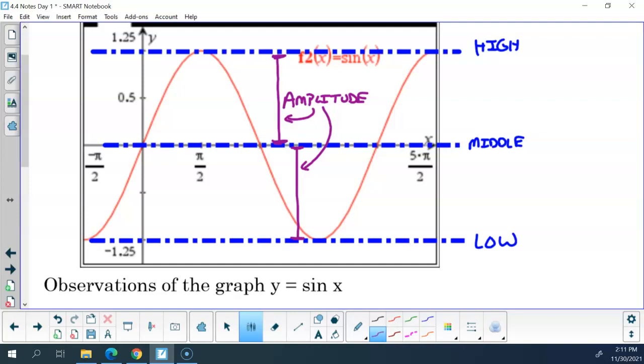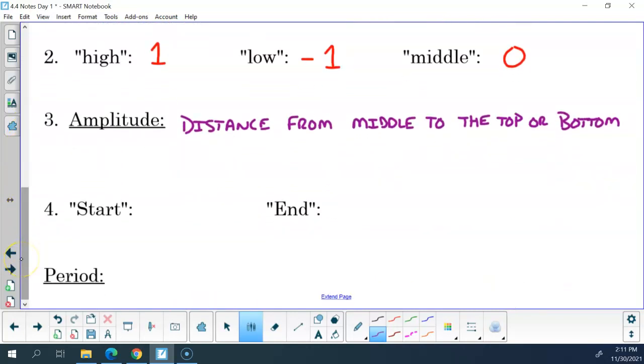So in this particular case, the distance from 0 to 1, or from 0 to -1, is 1. Now, for all of the graphs that you have coming up in the next week and a day, we're going to ask you to give us, if not all, some of these, for each graph. So that's all the vertical stuff. Now we start with the horizontal stuff.